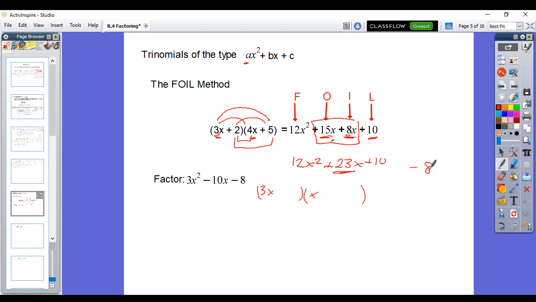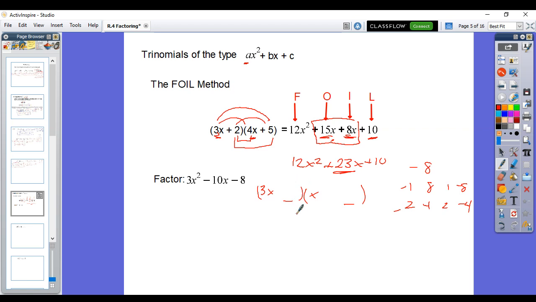So all possible values of -8. This time the negative sign does matter. So we've got 1 and 8, 2 and 4. We can have negatives there, and we can have the reciprocals the other way around: 1 and -8, 2 and -4. And that's as far as it goes. What goes where? Well, we have to find out.